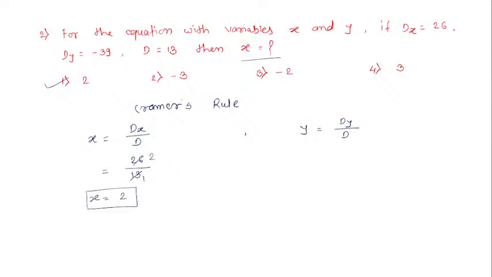Suppose in case for the same question, if we are asked to find the y, then we should use the second formula, that is y is equal to dy divided by d, and we can find the answer. Only we should take care of the negative sign. So if value of any of dy or d or dx or d is negative, then we should take care of that to have the correct value. So if minus sign is involved, we have to take care. Okay. Now the next question.